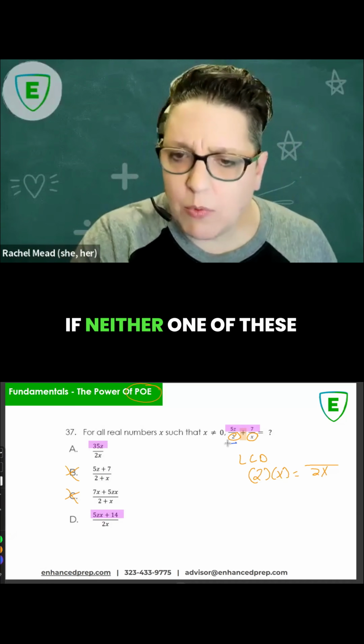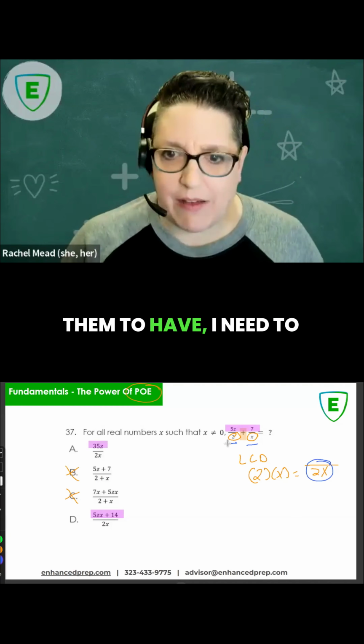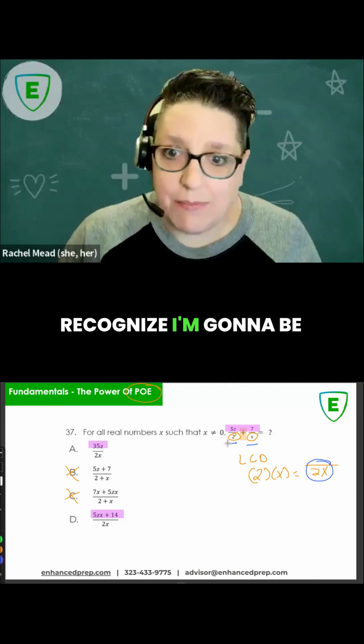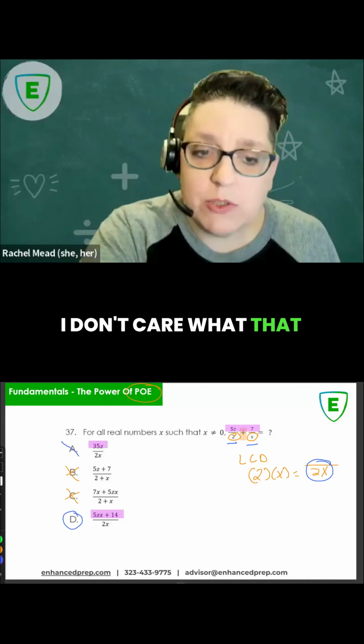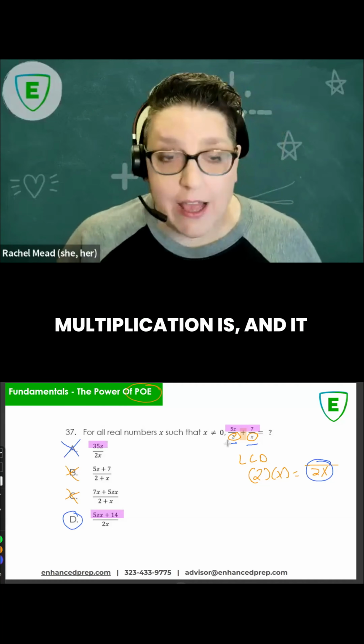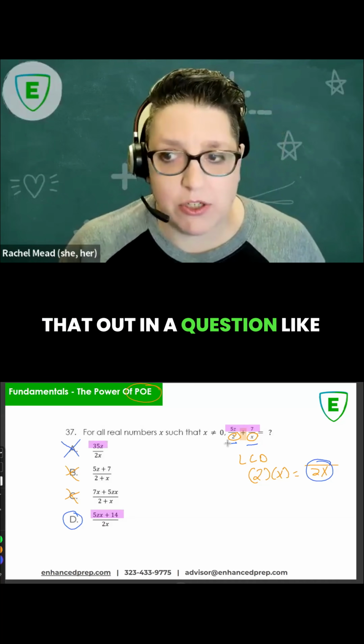Well, if neither one of these fractions has the denominator that I need them to have, I need to recognize I'm going to be doing some more multiplication to those numerators. I don't care what that multiplication is, and it is vital that you do not take the time to figure that out in a question like this.